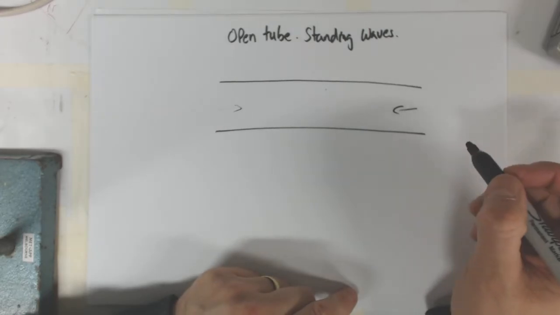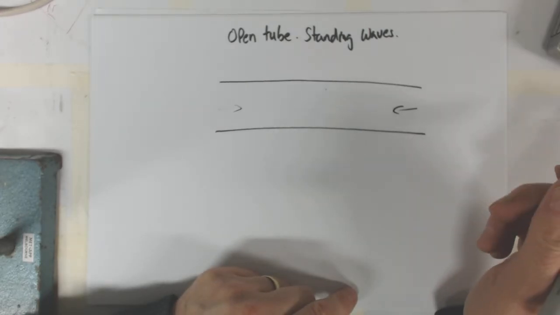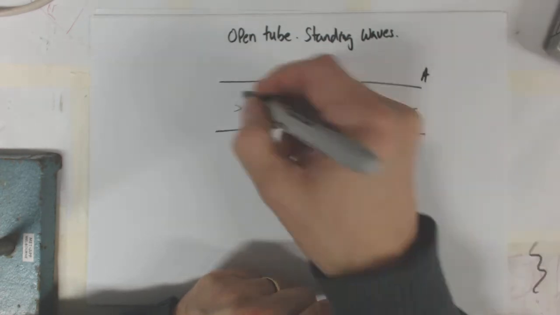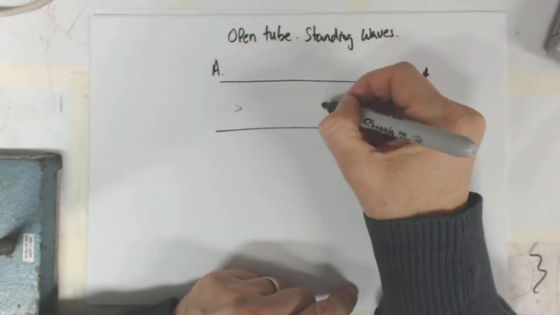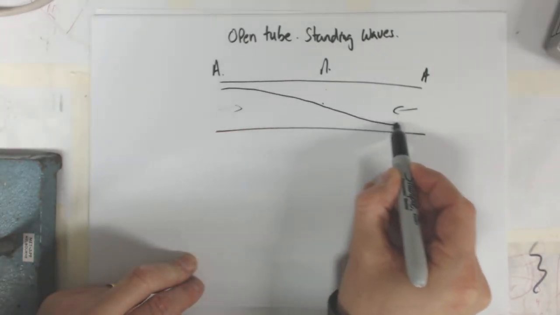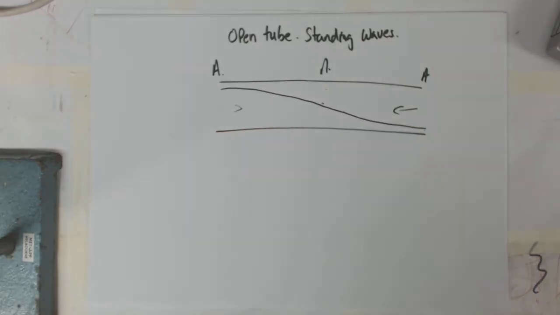Now you know that in an open tube the most fundamental, basic harmonic, or the first harmonic, has an antinode here, an antinode here, and a node in the middle. So basically, if we represent it the way we would represent it with a transverse sort of thing, we can say like that.